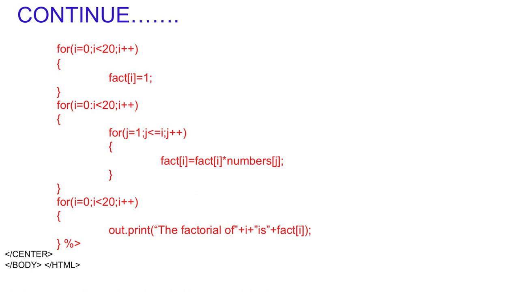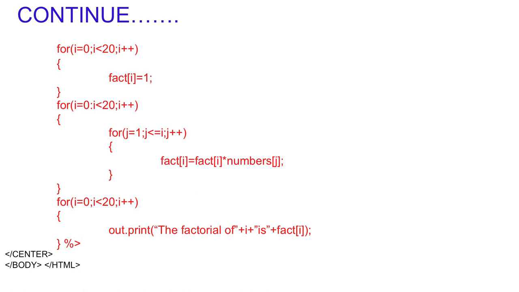So we will calculate the factorial. Suppose 5 is a value, so the factorial of 5 equals 5 into 4 into 3 into 2 into 1. Suppose I is 5, then the loop will run with j from 1 to 5. So the loop will run 5 times, and each time the value will be multiplied by the previous value.